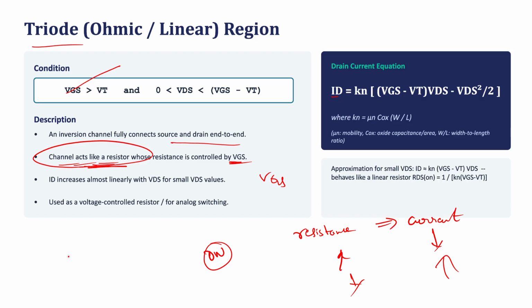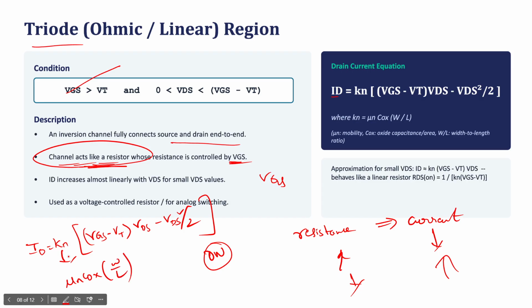So the drain current equation: ID is equal to Kn (VGS minus VT minus VDS) whole square by 2. I will write here ID is equal to Kn (VGS minus VT) into VDS minus VDS whole square by 2. Here Kn is nothing but mu n COX into W by L, so you can simply say it as Kn.